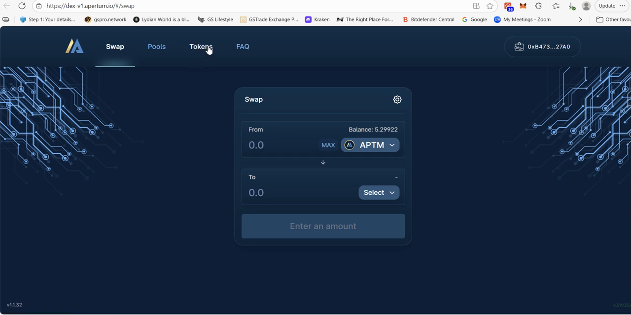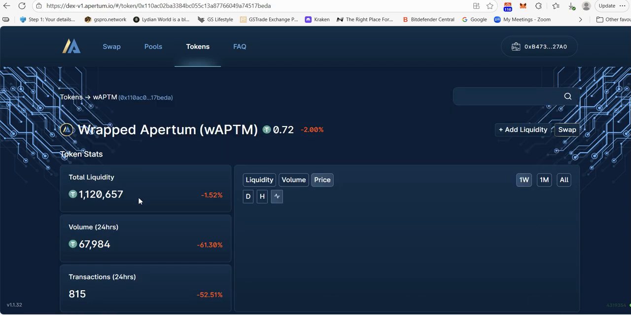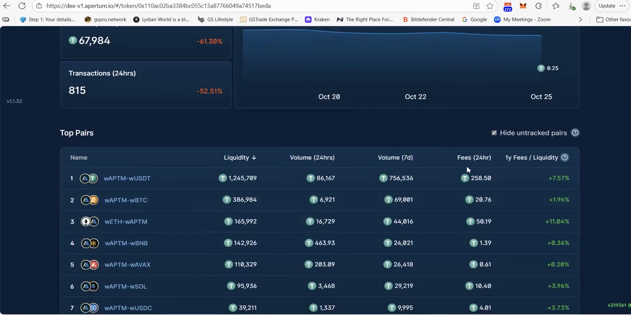So this is how easy it is. We click on tokens. I'm going to look at the Pertum coin. It is a pair, Pertum and USDT. And at the moment, we're looking at about a 7.57% annual interest rate. This does vary. I've seen it as high as 100%, and I've seen it as low as about 6%, which is probably the lowest I've seen. On average, I would say it's between 20 and 30%, which is a phenomenal interest rate.